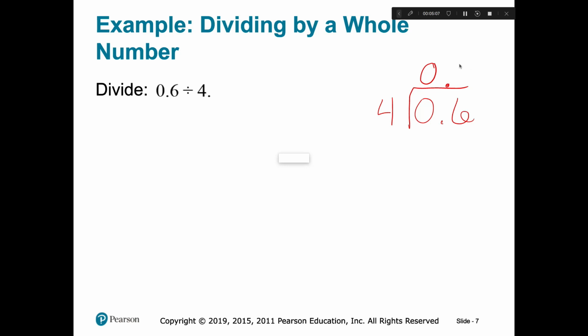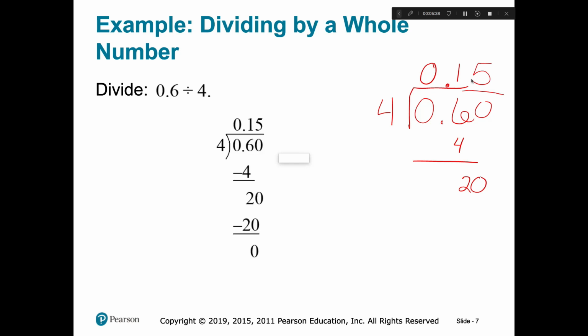4 goes into 6 once. When I subtract, I get 2. So I have a remainder there. What did I just say is going to happen? I have to add a 0 after that 6. I drop down that 0. 4 goes into 20 how many times? So my answer is 0.15.